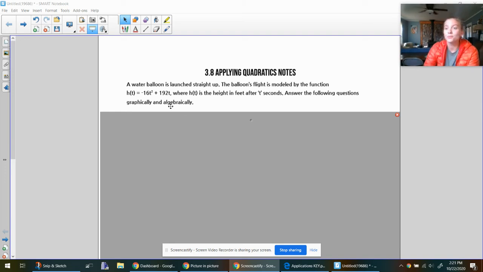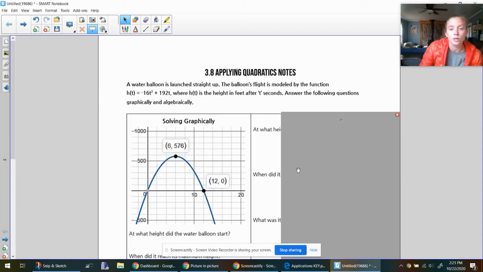So we're going to look at this one situation, and we're going to solve a bunch of parts using a graph. Then we're going to go back and solve those same components using algebra. That way we can compare the two methods. Graphing is definitely easier, but sometimes the math is messy and it's hard to read a graph, and that's where we have the algebra. So we're going to start with graphically.